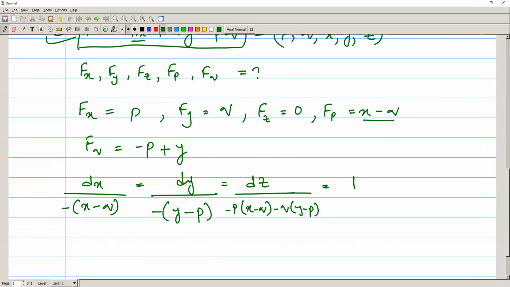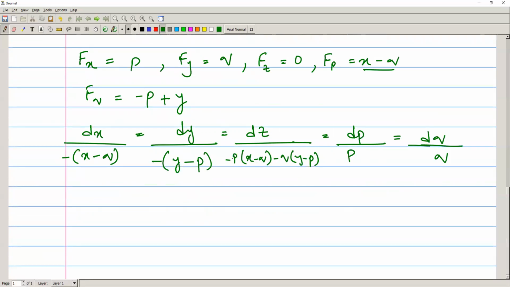That will be equal to dp over fx plus p fz. So fx is p and fz is 0, so p multiplied by fz will be 0. And again dq over fy plus q times fz. So fz is again 0, so we will only be left with fy, that is q.